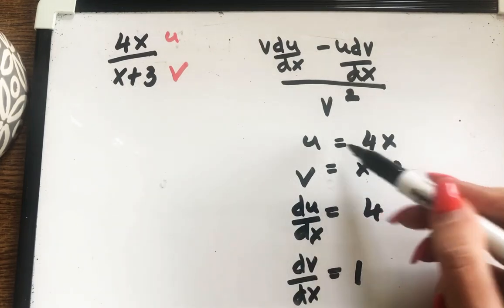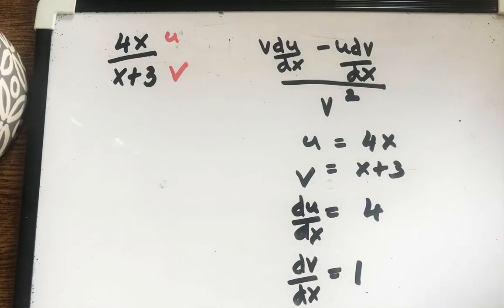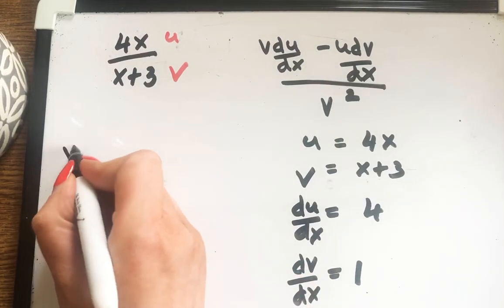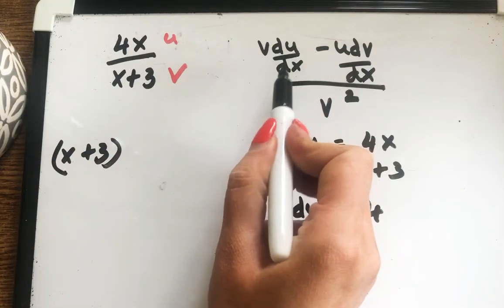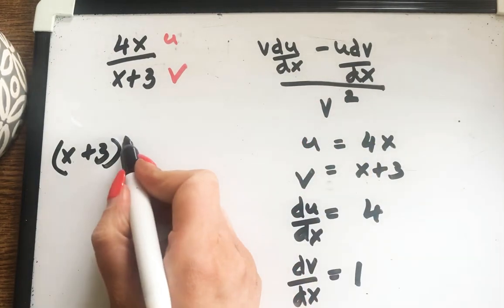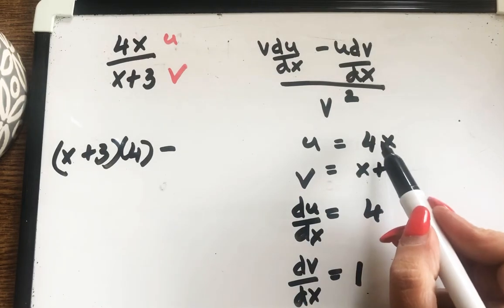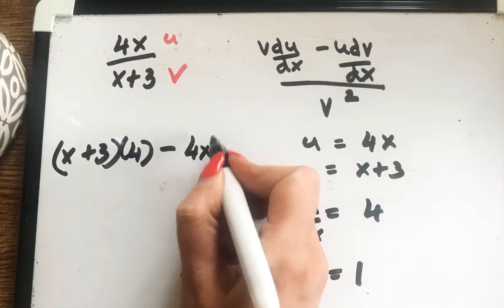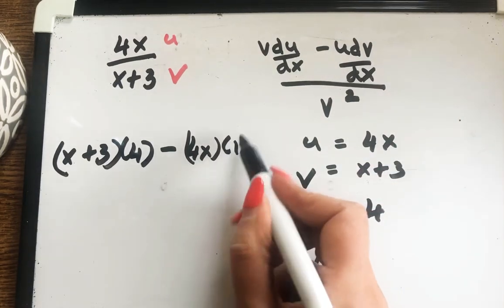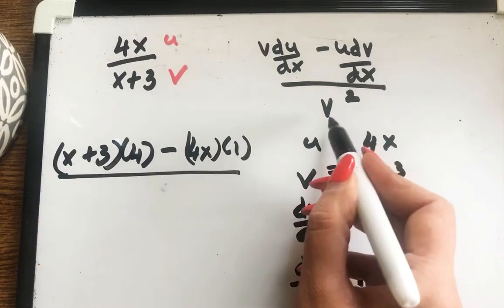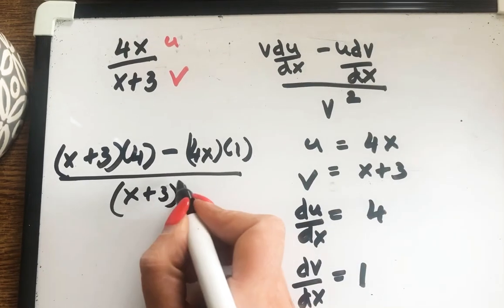So we can now take our four things which we have worked out and sub them back into our formula. Here we have v, so that's x plus 3, and it's being multiplied by du dx, which is 4, minus u, which is 4x, and it's being multiplied by dv dx, in this case it's 1, all over v squared, which is x plus 3, all squared.